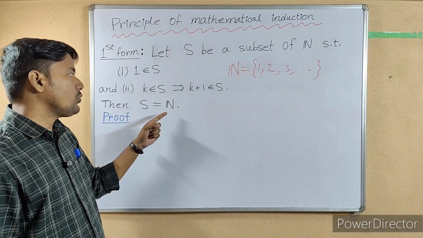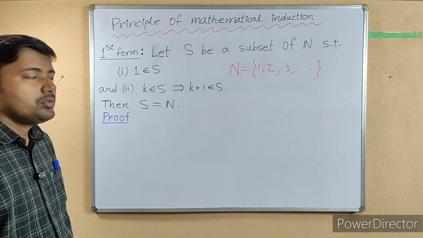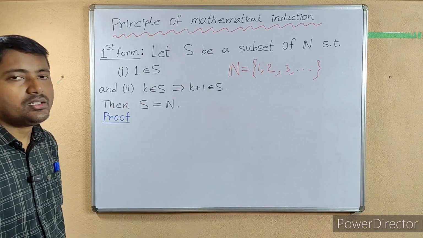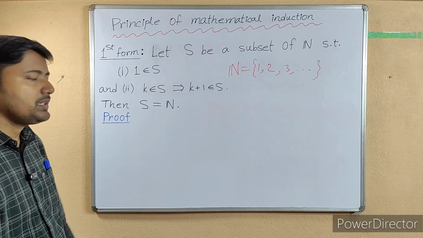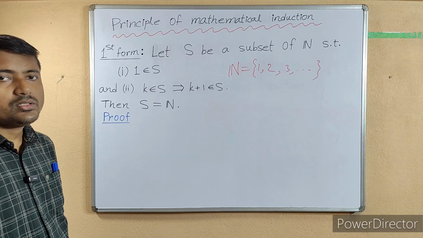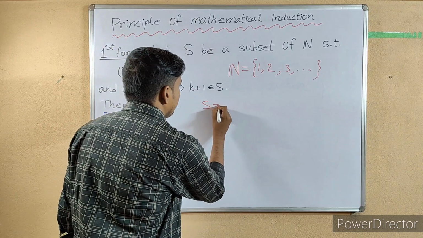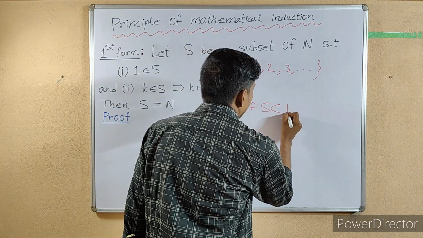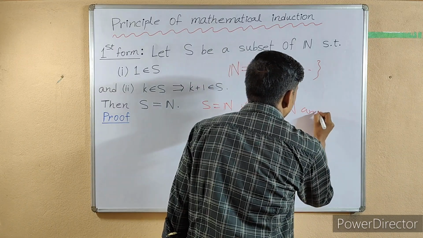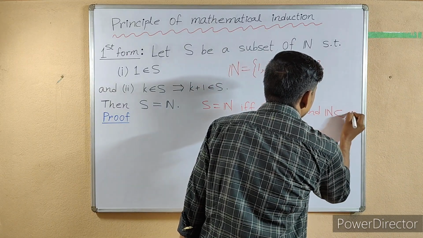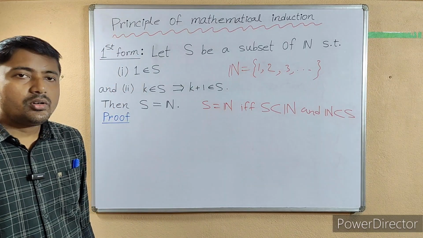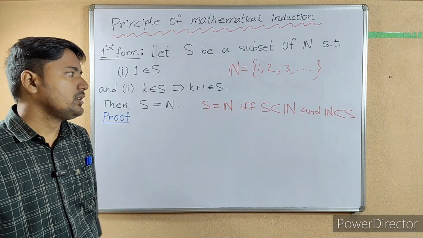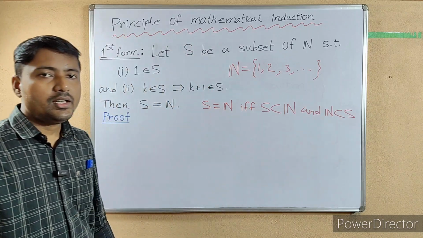To prove S equal to N, what do we have to prove? Notice that we have S subset of N. So to prove S equal to N, we have to prove N subset of S. Why? Because we know that S equal to N if and only if S subset of N and N subset of S. We have S subset of N, so we have to prove N subset of S.